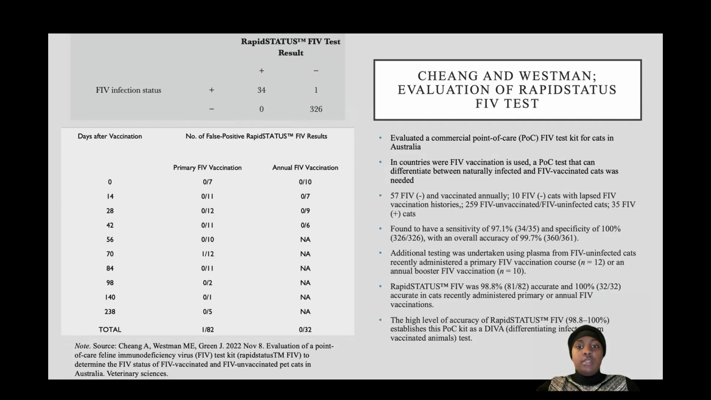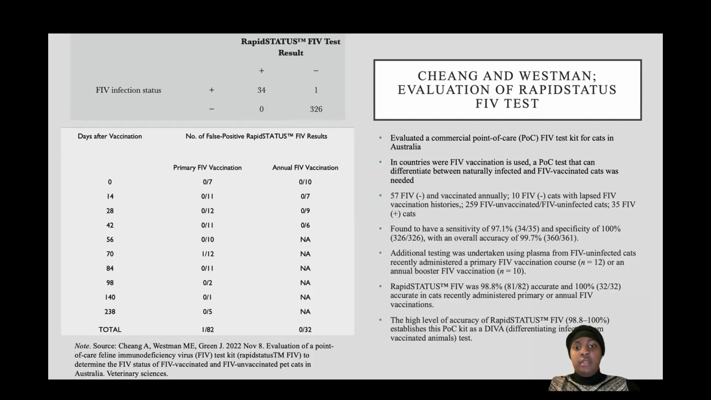The first of the three studies I'd like to present is a study done by Xiong and collaborators. In their study, they evaluated the performance of a commercial point-of-care FIV test, called Rapid Status FIV, for cats in Australia. In countries where the FIV vaccine is used, there's a need for differentiation between cats naturally infected and cats that have been vaccinated against FIV.